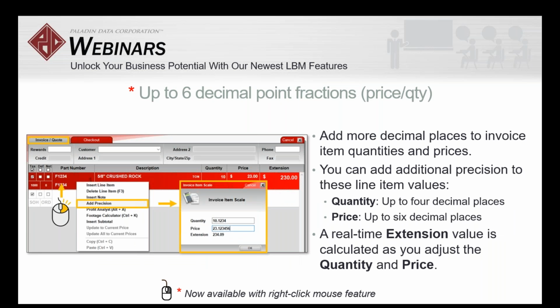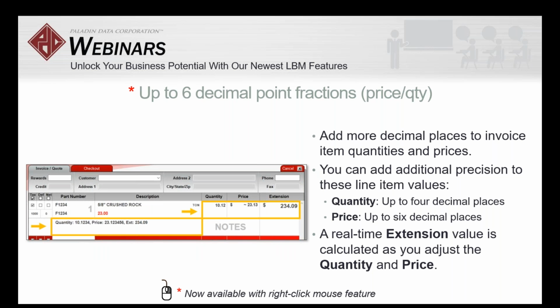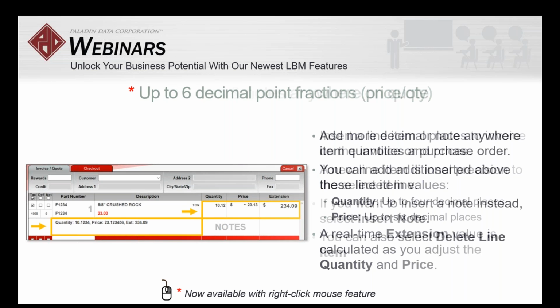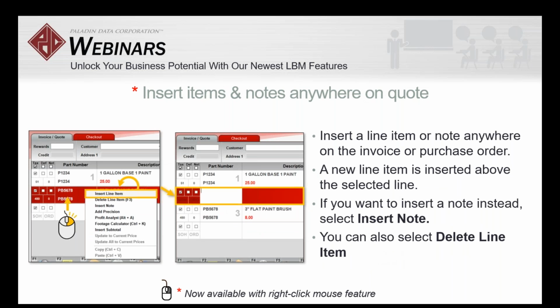Up to 6 decimal points. Now, this is also included in the right-click feature. If you hit Add Precision, it gives you 2 choices. You can change the quantity up to 4 decimal points and the price up to 6 decimal points. It gives you the extension when you do that, and on the single line item, it just shows you out to 2 decimals, but down below in the note section, it gives you the breakdown of exactly what is going on.